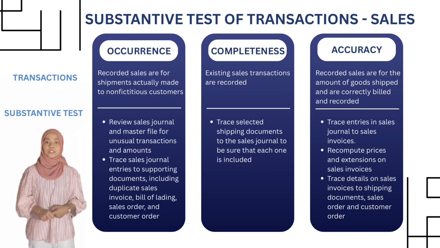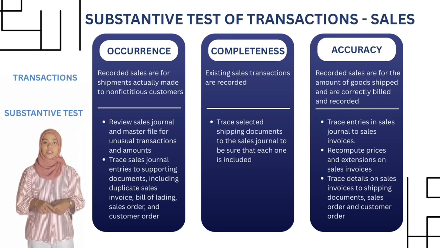Number 2. Completeness. For the completeness assertion, the objective is to verify that all sales that occurred have been recorded in the accounting system. Auditors perform this by tracing selected shipment documents to entries in the sales journal to be sure that each one is included.